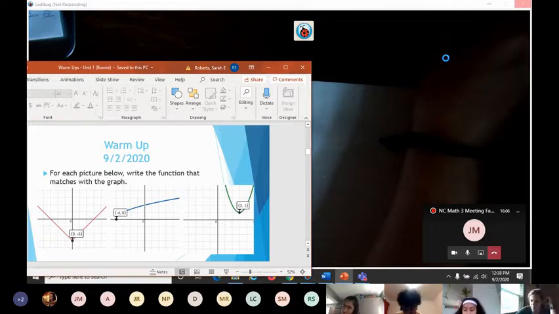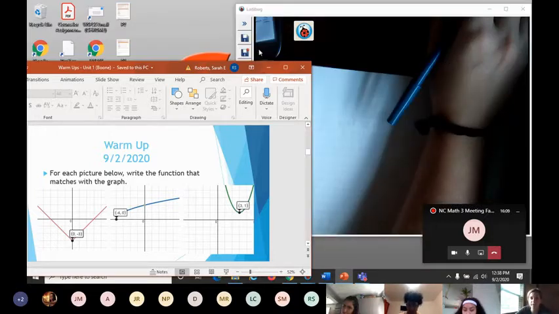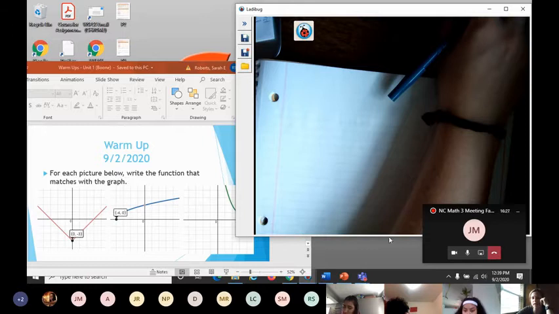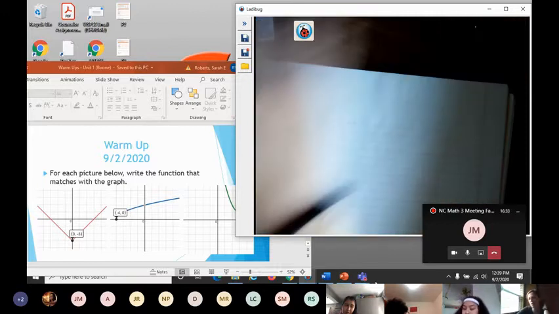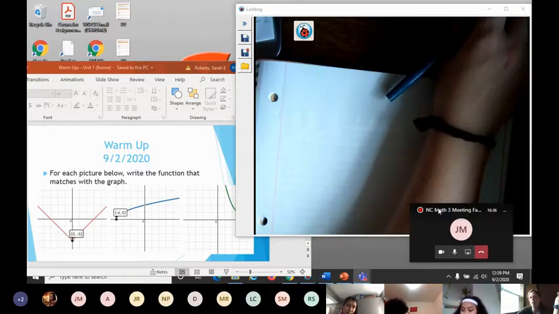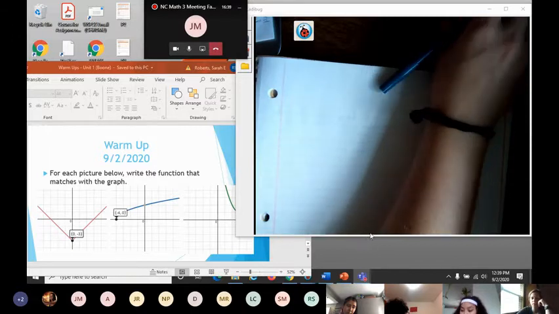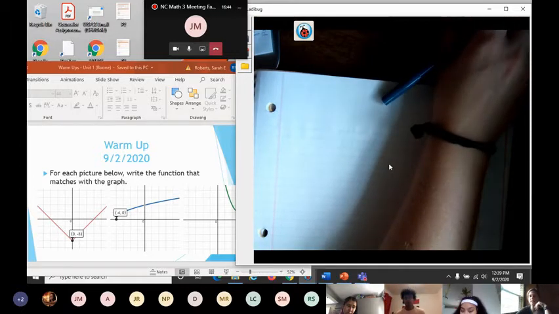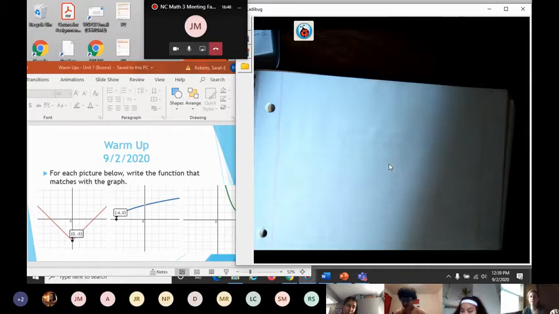So for each picture below, you're supposed to write a function that matches with the graph. Okay, so I'm going to call on 3 of you to answer this question. And if for some reason your mic isn't working, I need you to let me know in a Remind message so that I know what's going on.